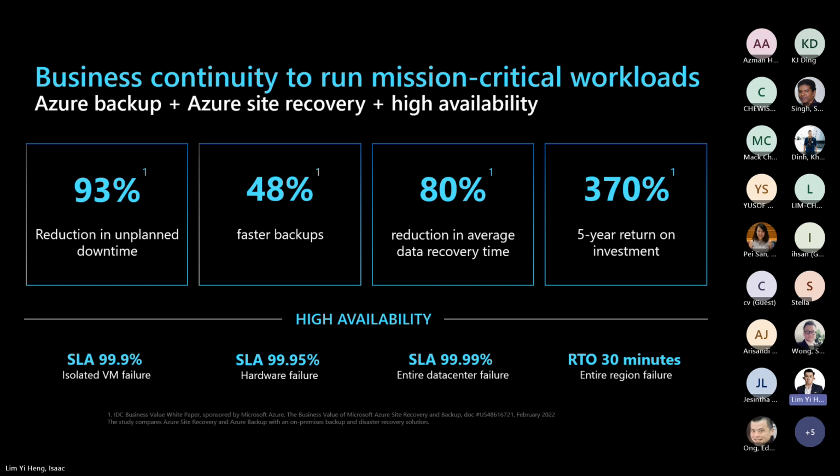And the high availability will provide an SLA of 99.9% for isolated VM failure, an SLA of 99.95% for hardware failure, and 99.99% for entire data center failure. And the RTO is 30 minutes in an entire region failure.